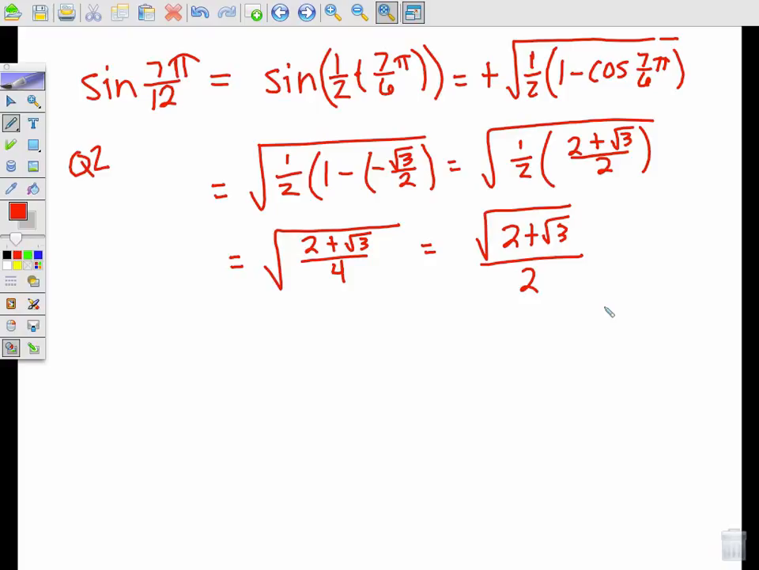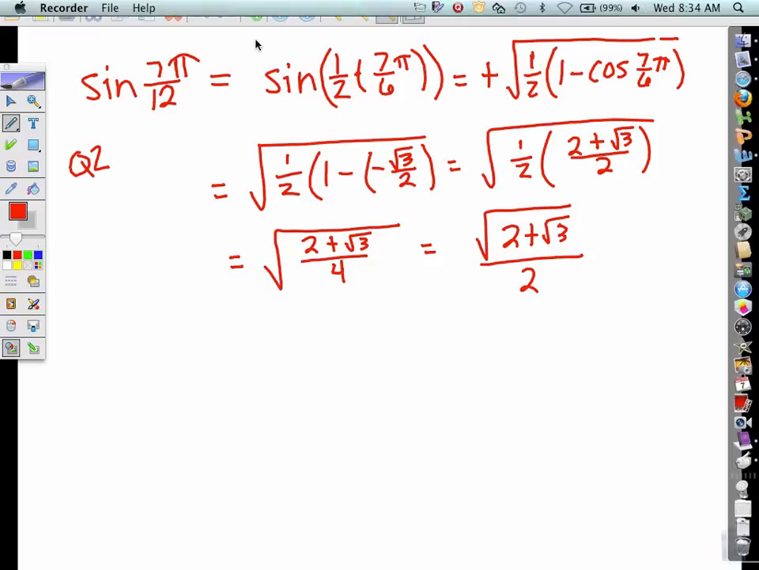All right, there's your final answer there for the sine of 7 pi over 12, using the half angle of 7/6 pi.